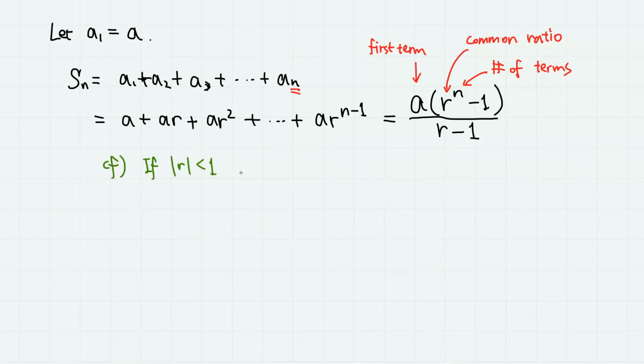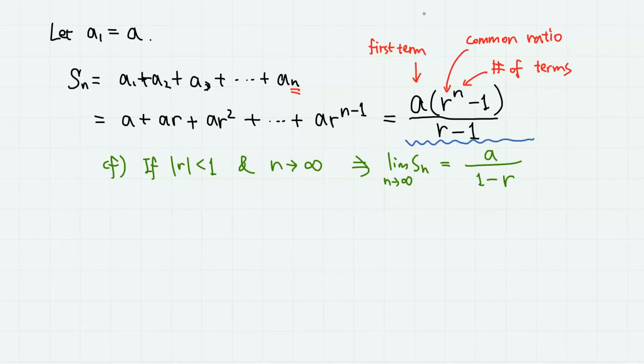If the magnitude of the common ratio r is less than 1, and if we let n go to infinity, then we obtain the limit of Sn as simply a over 1 minus r, the famous formula for the geometric series. Right, so this is the expression for Sn.